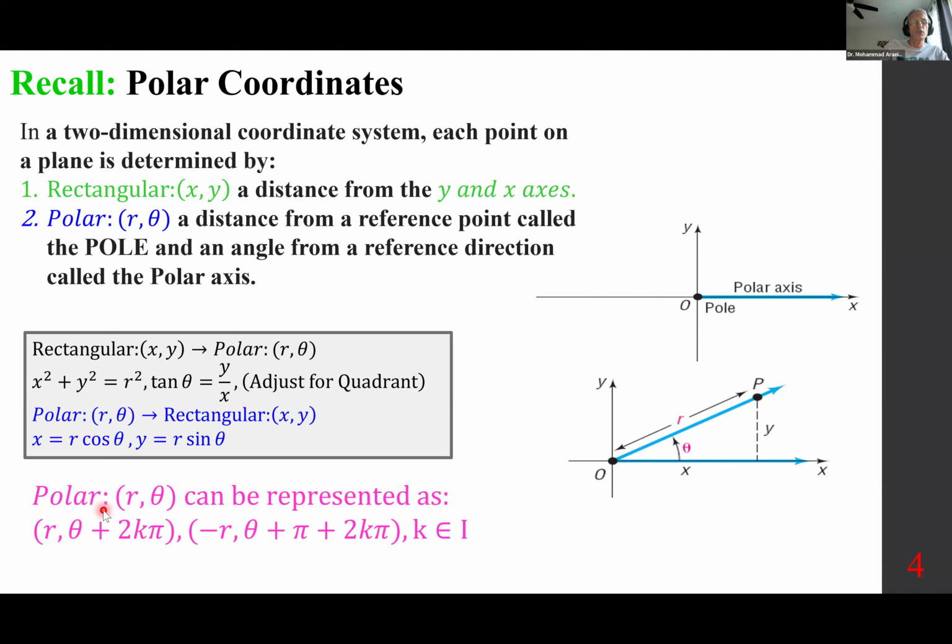Polar, which is represented with r comma theta, can be represented infinitely many different ways. How do you do that? You can stick with r and add 2k pi, or you can change the r to negative r and add odd multiples of pi. That means theta plus pi plus 2k pi. This is two k plus 1 times pi, which is an odd multiple of pi.